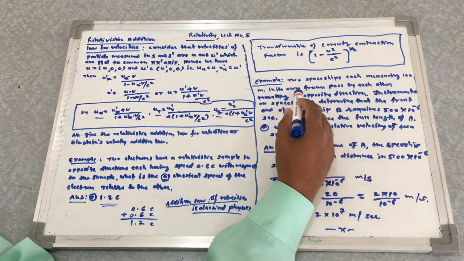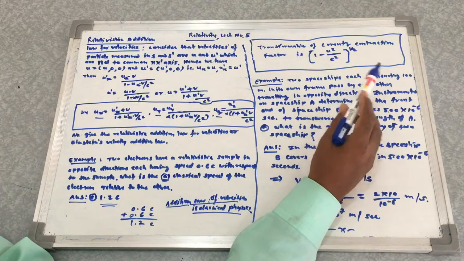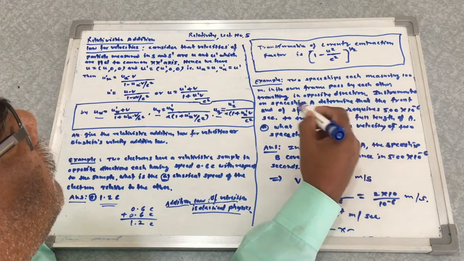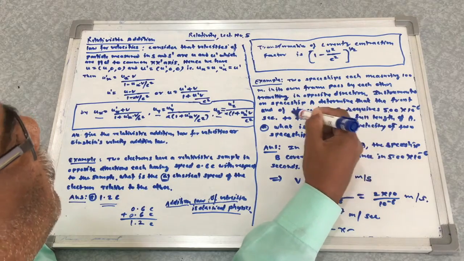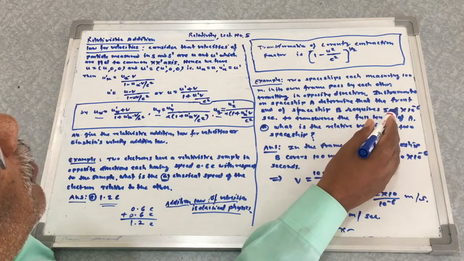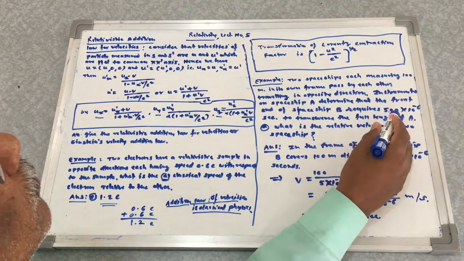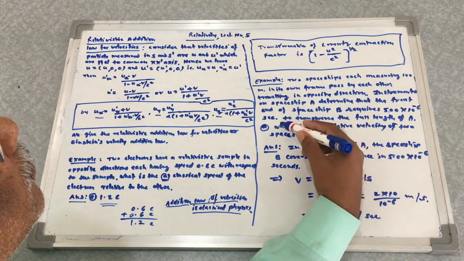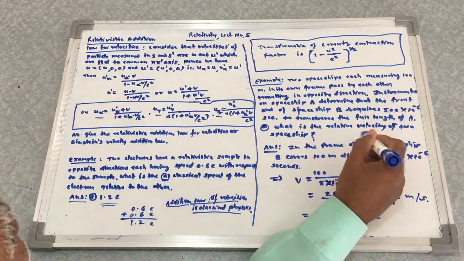Now the example. Two spaceships, each measuring 100 meters in its own frame, pass by each other traveling in opposite directions. The spaceship A determined that the front end of spaceship B requires 5.00 into 10 raised to minus 6 seconds to traverse the full length of A. We have to find the relative velocity of the two spaceships.